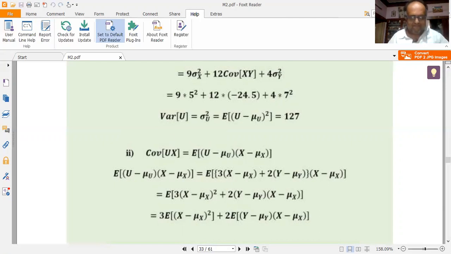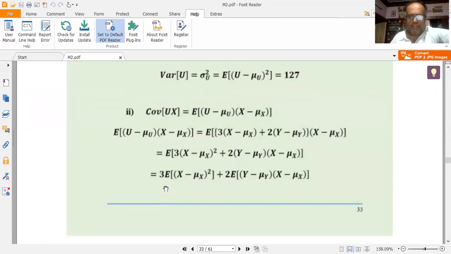So this is equal to expected value of 3 into x minus mu x plus 2 into y minus mu y into x minus mu x. Or this is equal to expected value of 3 into x minus mu x the whole square plus 2 into y minus mu y into x minus mu x. Now splitting this, I get 3 into expected value of x minus mu x the whole square plus 2 into expected value of y minus mu y into x minus mu x. So these simplifications we need to do. Please note u is equal to 3x plus 2y as per the given data. So that's what I have substituted here.